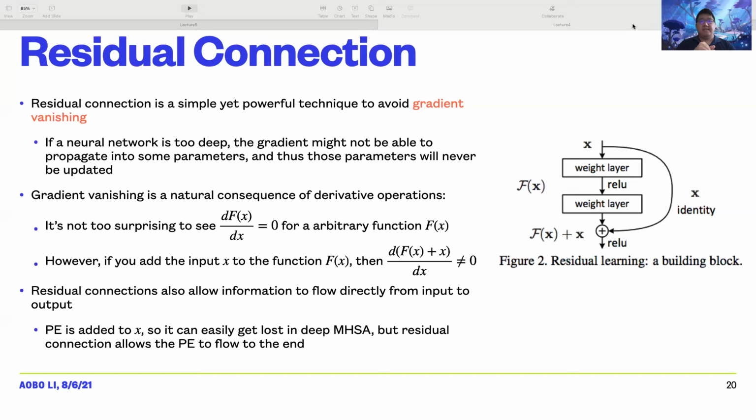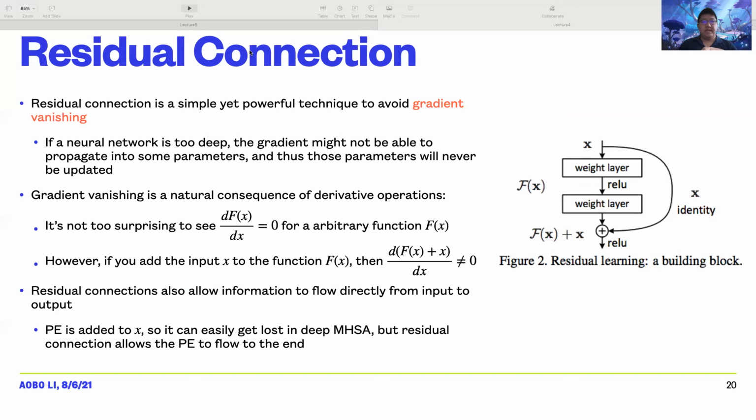Gradient vanishing is a natural consequence of the derivative operation. For example, if you take a derivative of an arbitrary function, it's not too surprising to see that the derivative goes to 0. And as we mentioned in the first lecture, your parameter is updated by calculating the gradient, which is a derivative with respect to these parameters. So if your derivative is 0, that means this parameter is not going to be updated. Its value is just going to stay there.